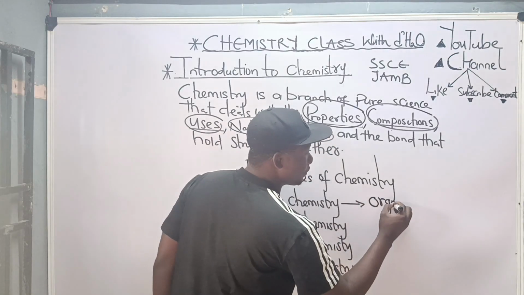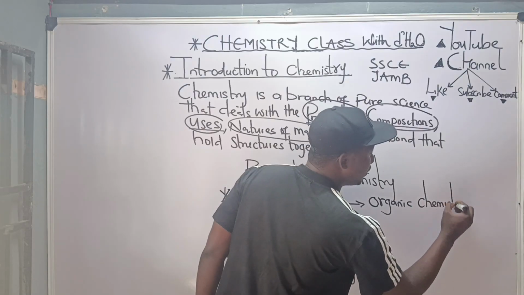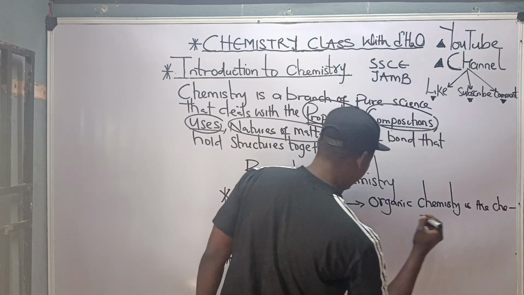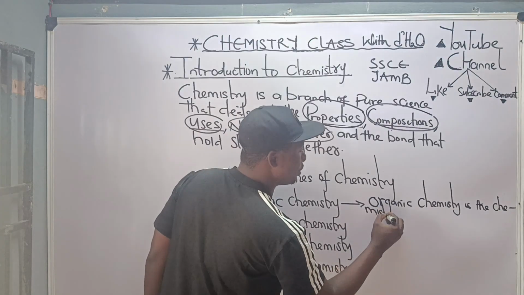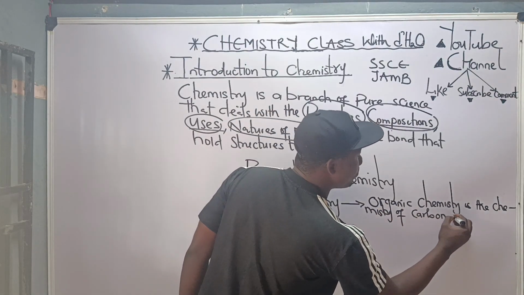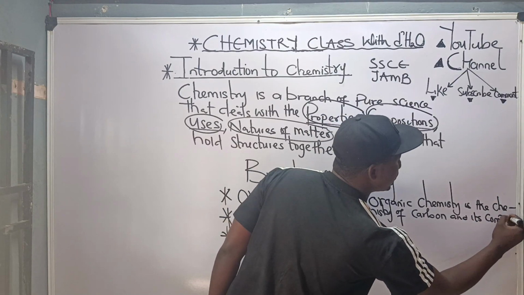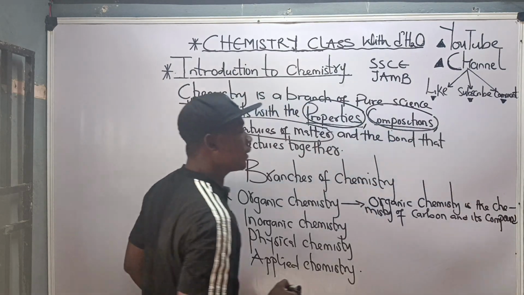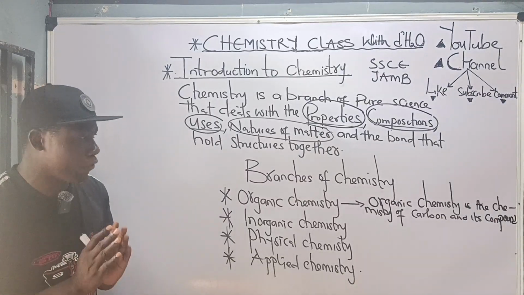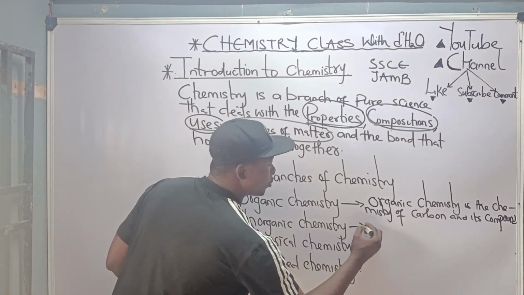Organic chemistry is the chemistry of carbon and its compounds. Take note of that. Organic chemistry is the chemistry of carbon and the compounds of carbon. Yes, that's organic chemistry. What about inorganic chemistry?